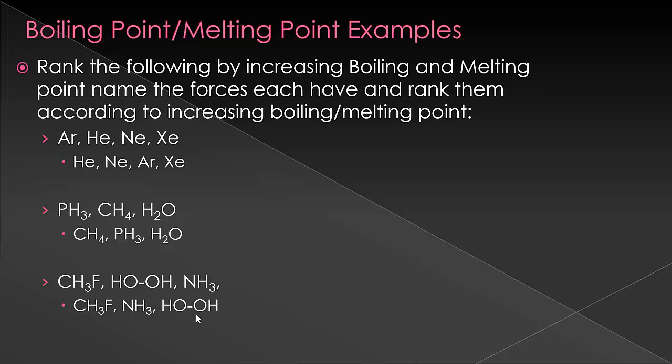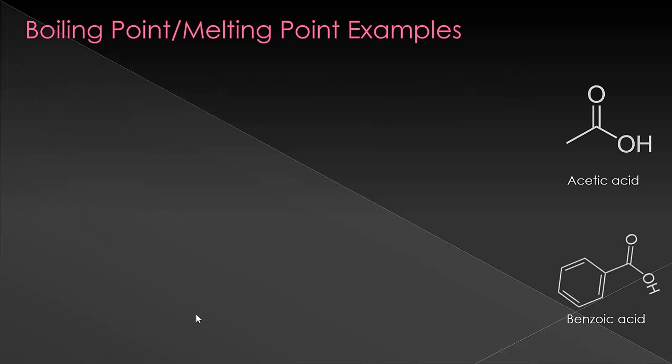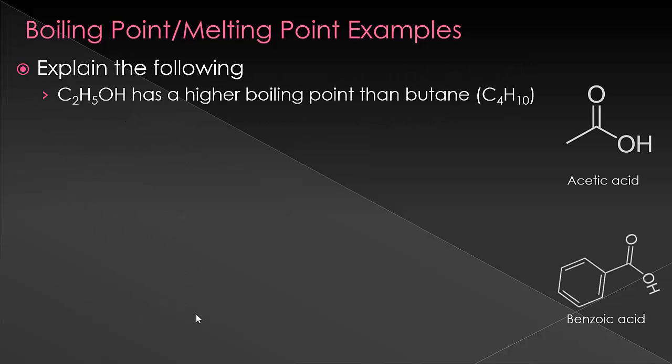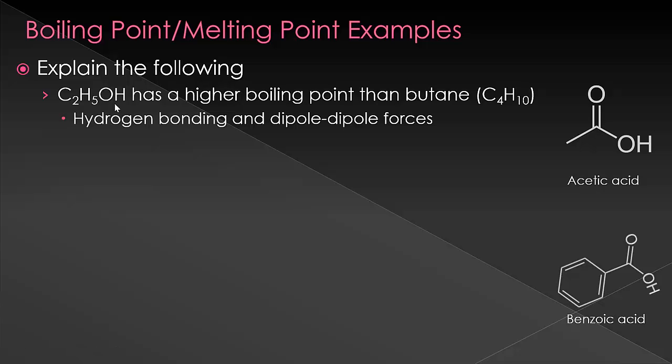Let's do a couple more examples. This time I ask you to explain some things for me, as opposed to just ranking. So here I tell you that C2H5OH has a higher boiling point than butane. Now, why would that be? Well, this has hydrogen bonding, and this only has dispersion forces. So even though butane's heavier, has more electrons, even though it has more polarizability, this has hydrogen bonding, and so this has the higher intermolecular forces, and therefore the higher boiling point.